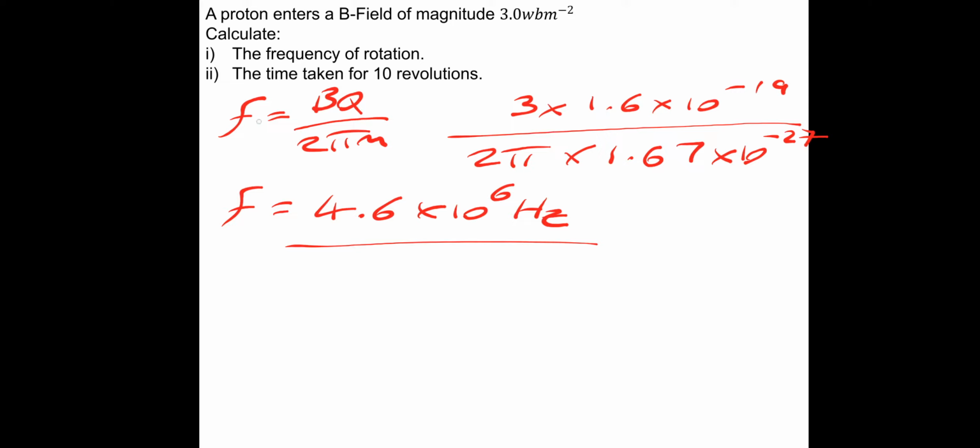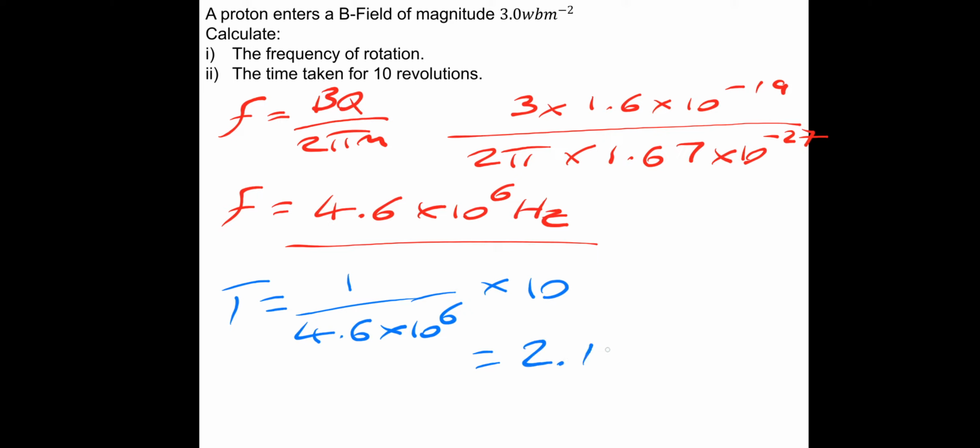Then obviously the time period, so the time taken for 10 revolutions. Time period is 1 over f, so if you've got that full number in your calculator, 1 divided by 4.6 times 10 to the 6, and it's asking for 10 revolutions, so just times that number by 10. And if you use the full number, you should get 2.19 times 10 to the minus 7 seconds. Hopefully that went okay. So let's have a look at what's next.